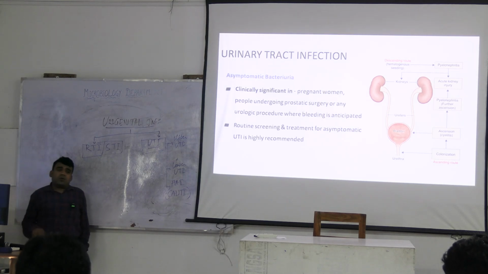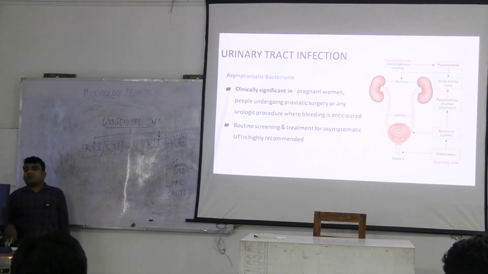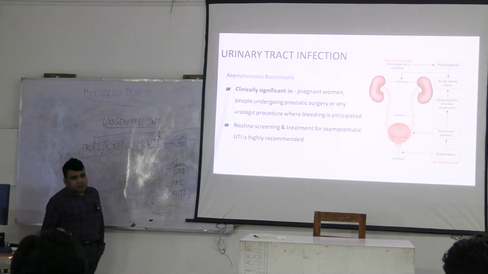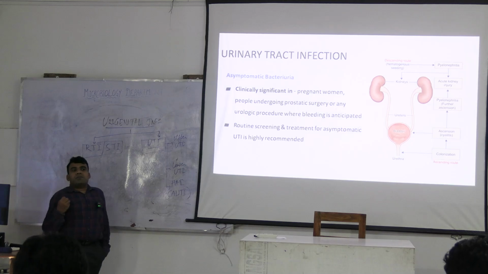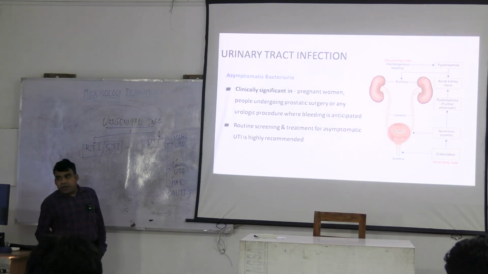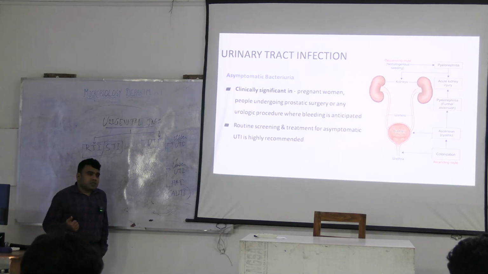Now, what would be the outcome of the urinary tract infection? The first outcome is called asymptomatic bacteriuria. What is asymptomatic bacteriuria? As the name suggests, the patient does not have any symptoms. But if we take the urine sample of the patient and examine it microbiologically, we can find a huge number of bacteria present in the urine.